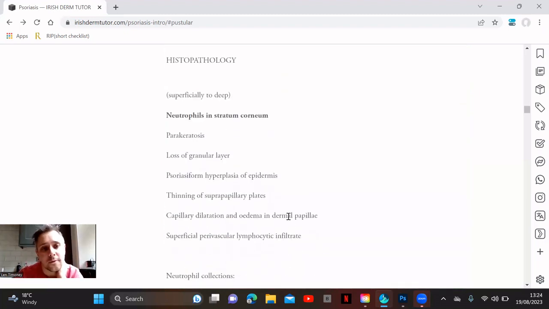So I hope to somehow get pathology slides in the near future. I won't go into histopathology in great detail, but superficially to deep, if you're looking at a slide, you will see neutrophils in the stratum corneum, and this is important when looking at the pathology slide to help diagnose psoriasis. And you get parakeratosis, you get loss of the granular layer, and then you see something called psoriasiform hyperplasia of the epidermis. You get thinning of the suprapapillary plates, and you get capillary dilatation and edema in the dermal papillae.